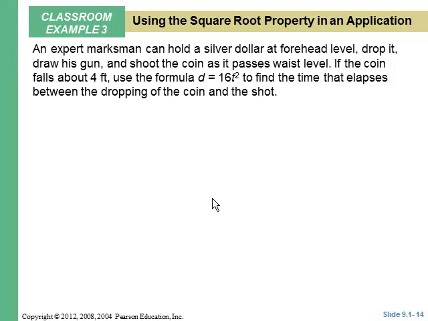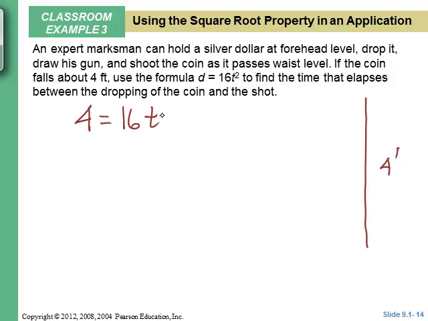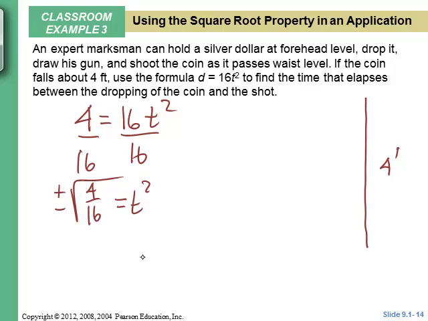Okay, when are you going to use this square root property? An expert marksman can hold a silver dollar at forehead level and drop it, draw his gun and shoot the coin as it passes waist level. So, if the coin falls about 4 feet, use the formula 4 equals 16 t squared. Divide both sides by 16. So t squared equals 4/16. Square root both sides.